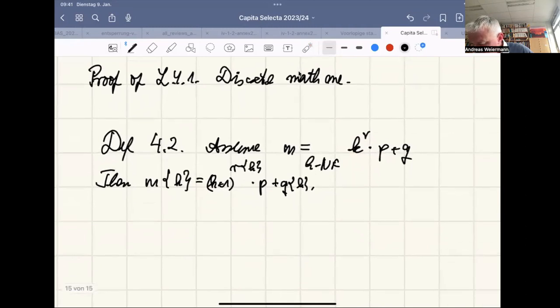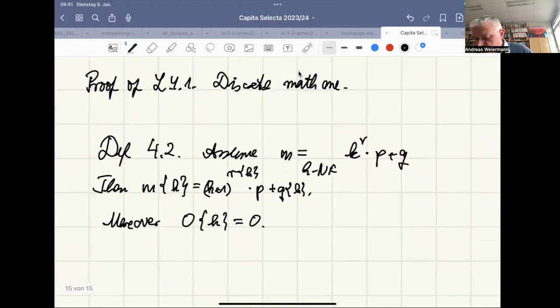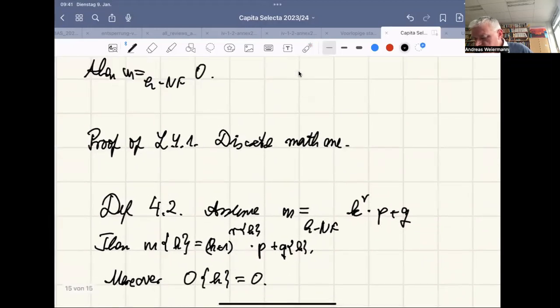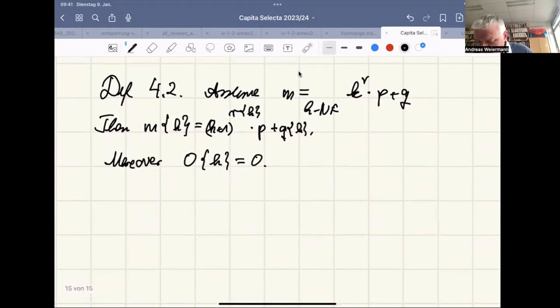And of course, if we have number 0, there's nothing to be changed. It remains 0. Okay, this is a base change operation. And now you can easily imagine that this preserves monotonicity properties. So we have the following lemma.